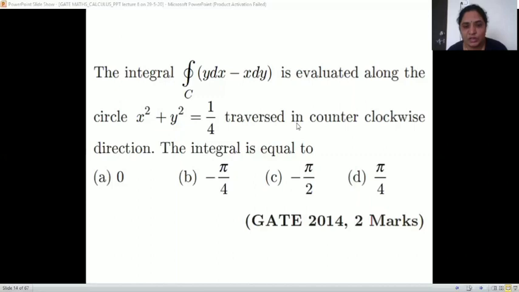Integration M dx plus N dy is equal to the double integration of dou N by dou x minus dou M by dou y into dx dy. Remember? Okay, go ahead, I'm telling you the formula. Integration M dx plus N dy is equal to the double integration of dou N by dou x minus dou M by dou y into dx dy. And let me tell you, your M is y and your N is minus x.